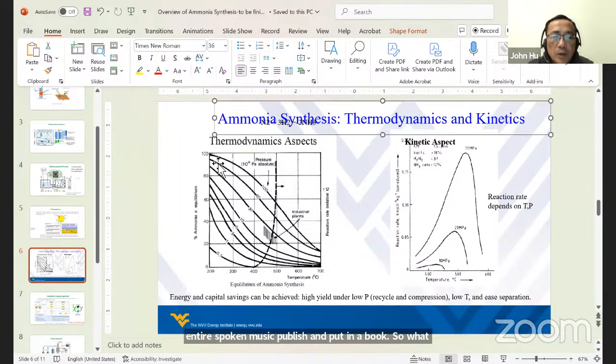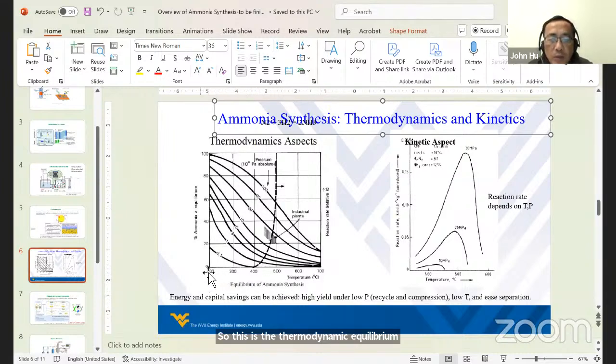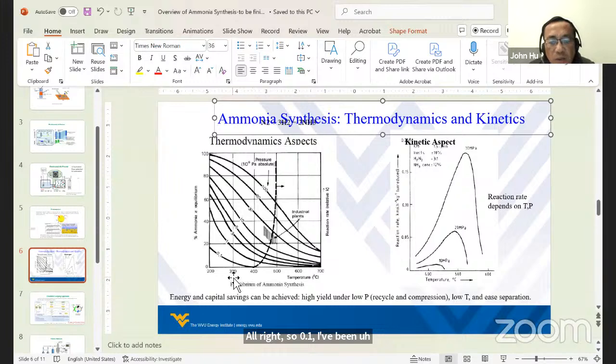This is the thermodynamic equilibrium curve. On the x-axis is the temperature, on the y-axis is the ammonia concentration. Each curve is a pressure, in bar. So let's say 0.1 is 0.1 bar, which is ambient pressure. At ambient pressure and 300 degrees C, you barely get, I would say, probably 5% ammonia at equilibrium. That's very low. The lower the temperature, the better. Remember we talked about thermodynamics. This is thermodynamics, not kinetics. Kinetics is on the right-hand side.